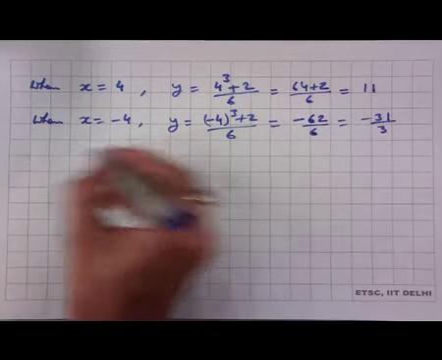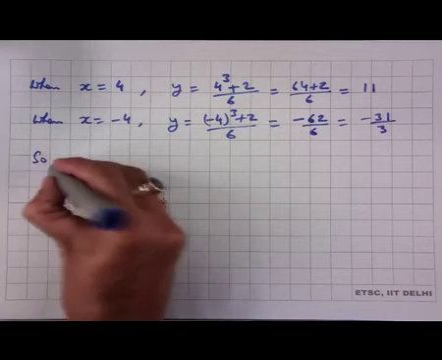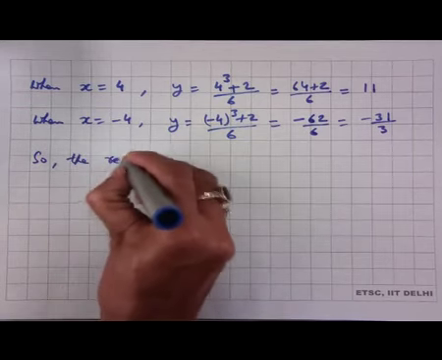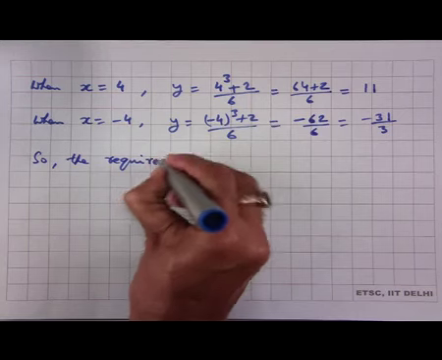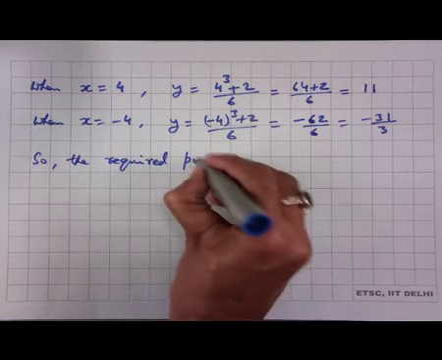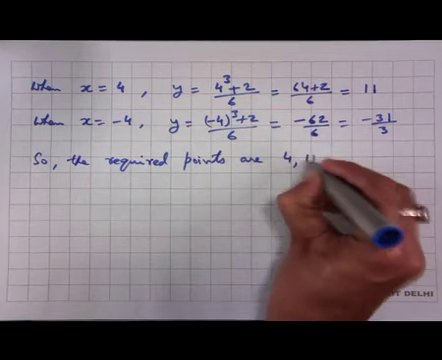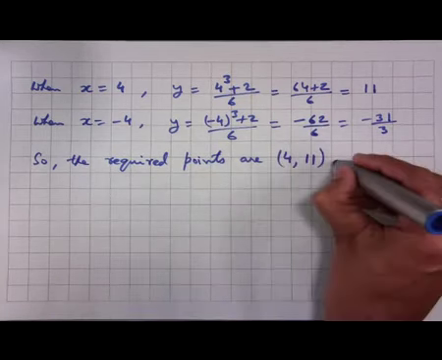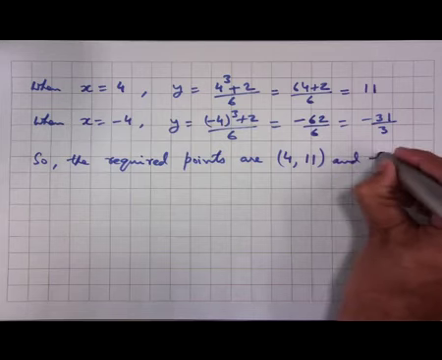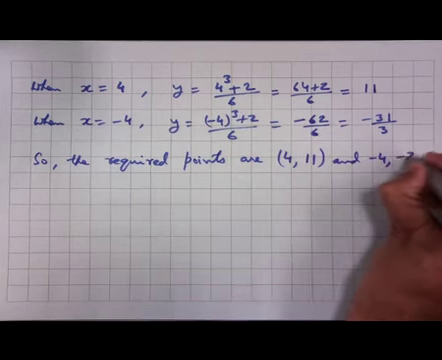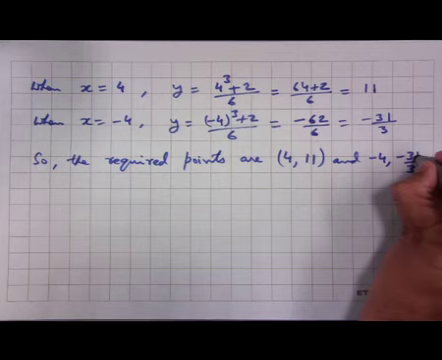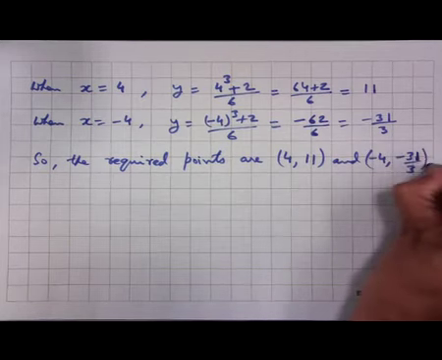So, the required points are 4, 11 is one point and minus 4, minus 31 by 3 is another point. Okay.